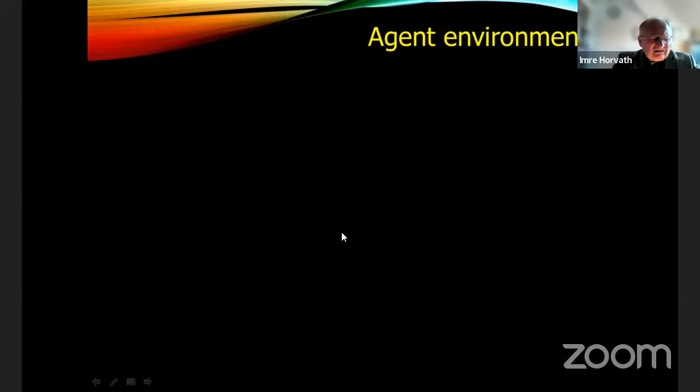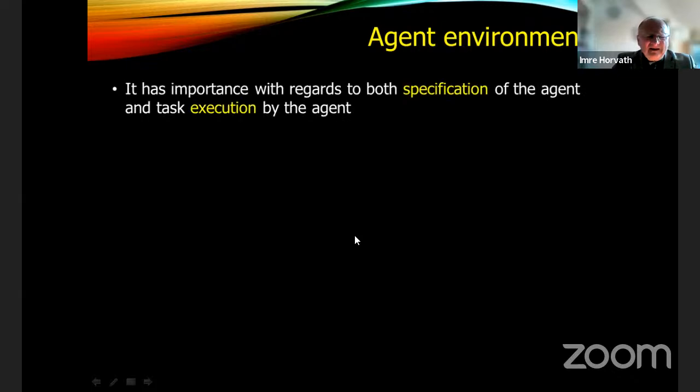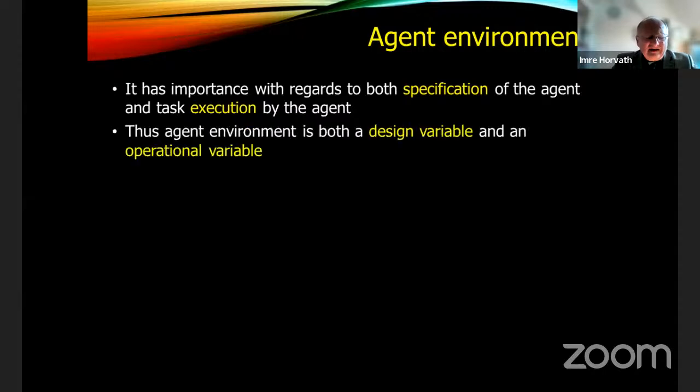So I mentioned that the agent operates in an environment. In fact, they together form what is called in the literature the agent environment. The agent environment has importance with regard to both the specification of the agent and the task execution by the agent. The agent environment is both a design variable and an operational variable, and this is an important thing to consider when we start developing the agent and multi-agent system.